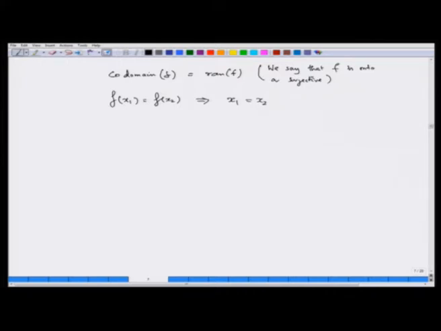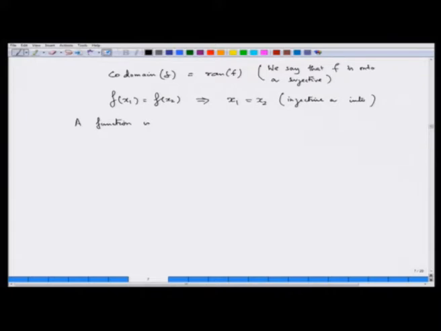It cannot be that two different numbers give me the same function value. It can happen. For example, in f(x) equal to x squared, we saw minus 2 and plus 2. So, f(x) equal to x squared does not satisfy this definition. If something satisfies this definition, it is called injective or one-to-one function.